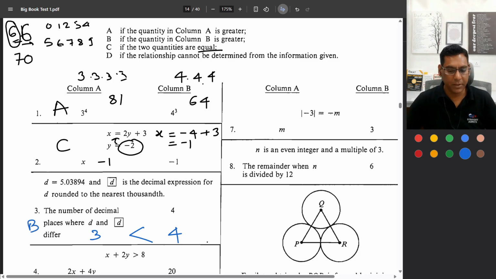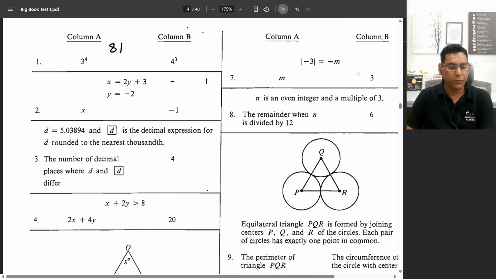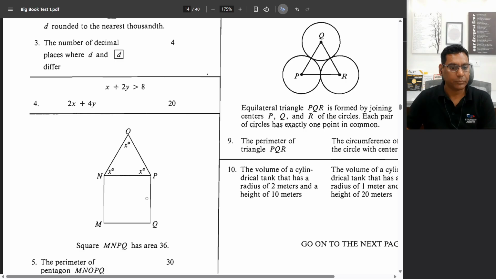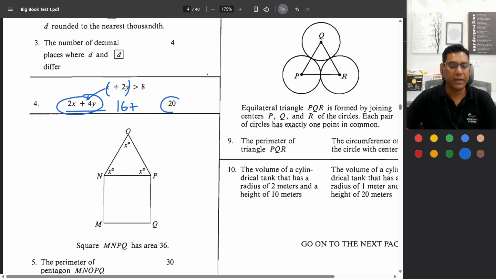Column B is bigger. Let's move on. Question number 4. X plus 2y is greater than 8. If x plus 2y is greater than 8, in column 1 I have 2x plus 4y. That means this is exactly double of this. That's the trick here. So this number is going to be greater than 16. And here we have 20.